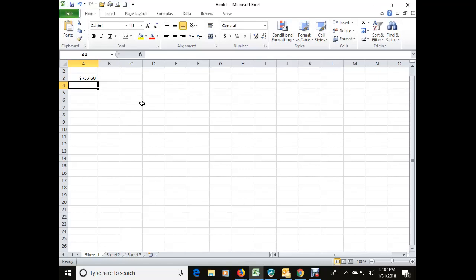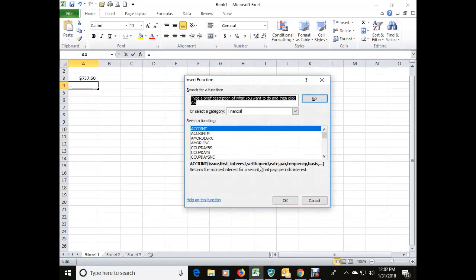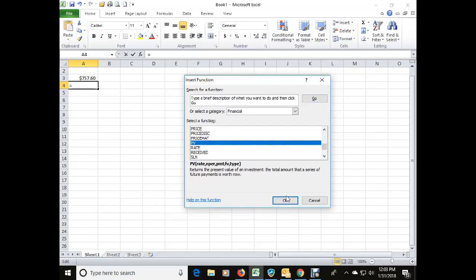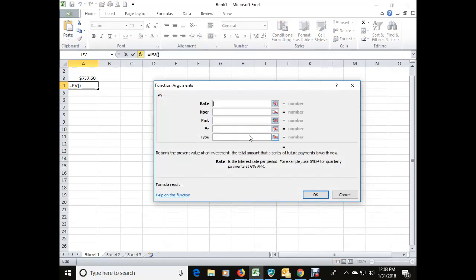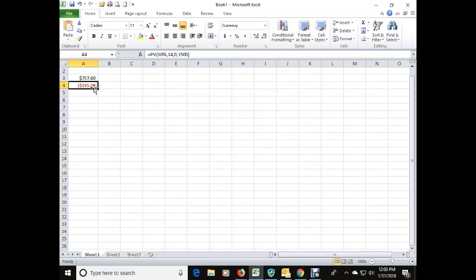Okay, now the next thing we're going to be doing is we'll do part B, which is the function whereby we'll change the interest rate to 10%. So we'll do this the same way. We'll come on down to the present value. The rate now is 10%. The number of periods is still 14 years. Payment is 0, and the future value is still $1,500. And it will give us $395. So those are your two answers for problem 4-5.